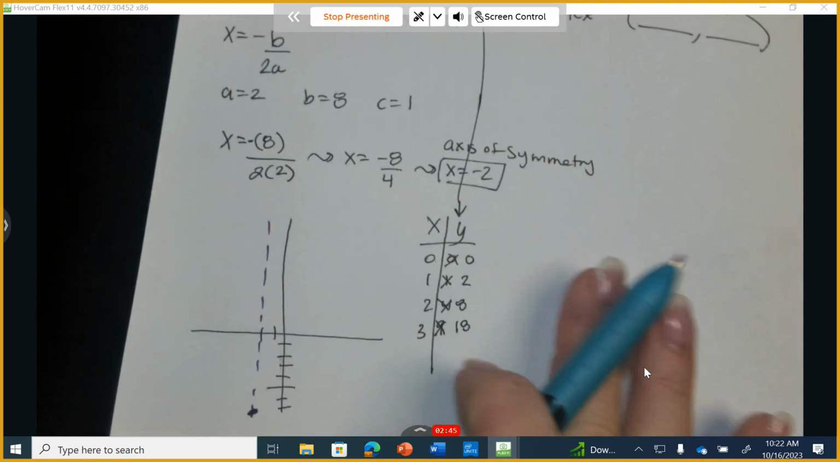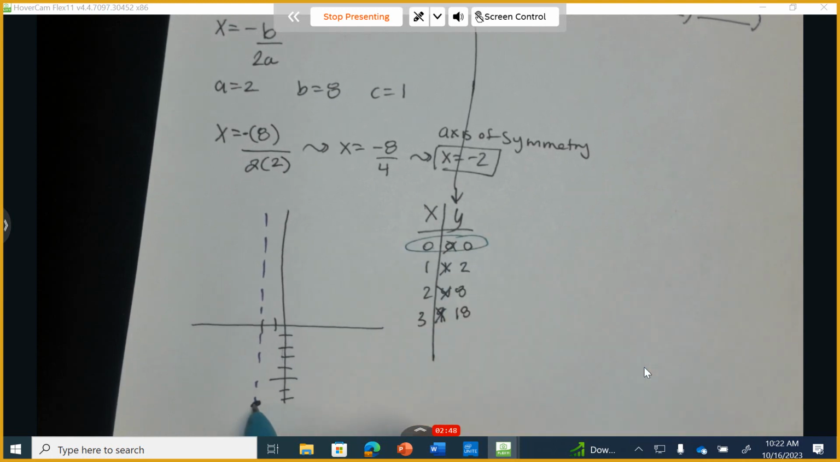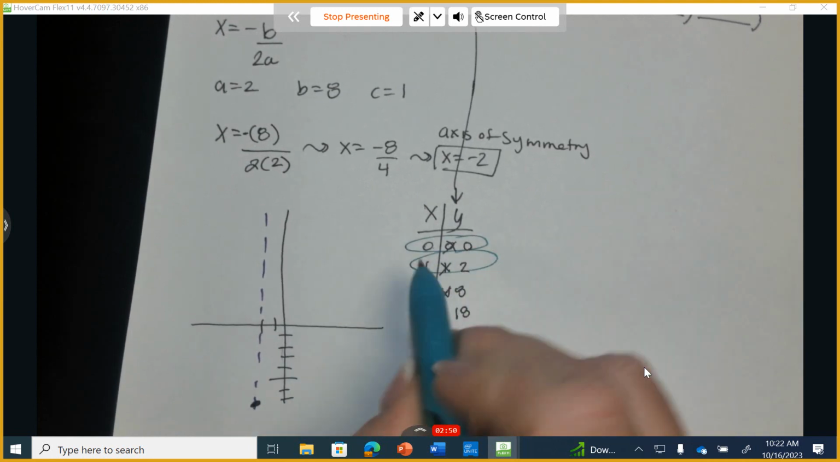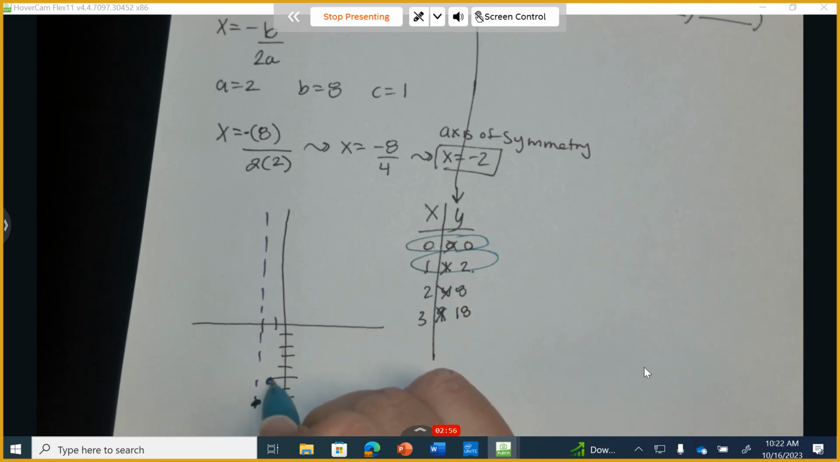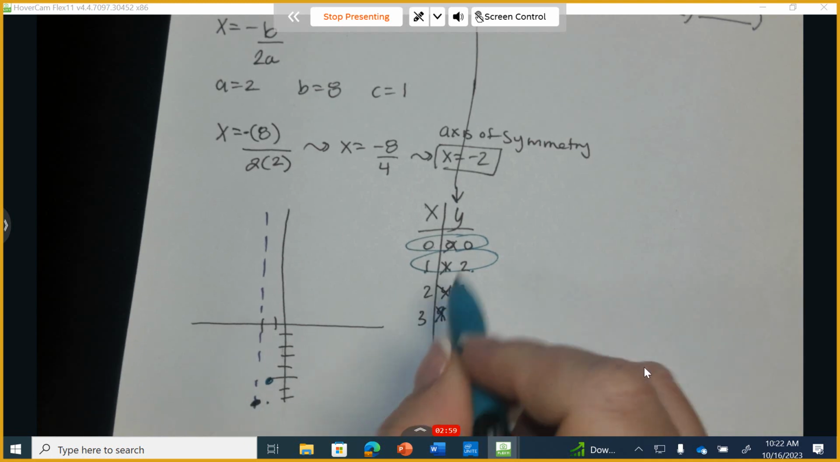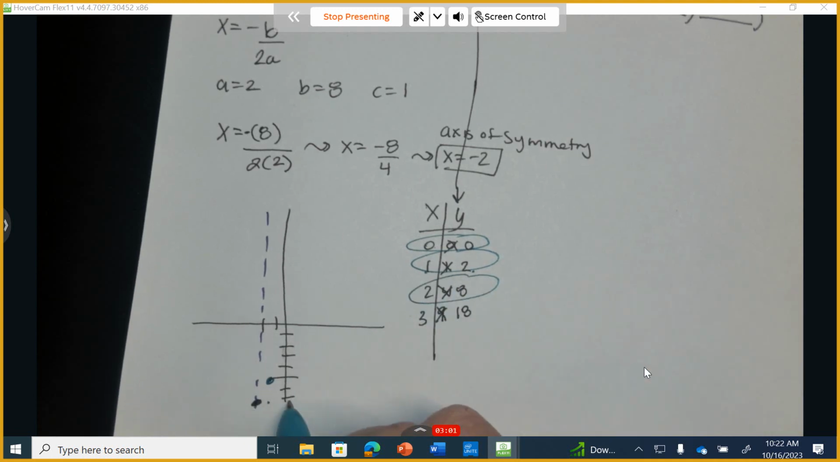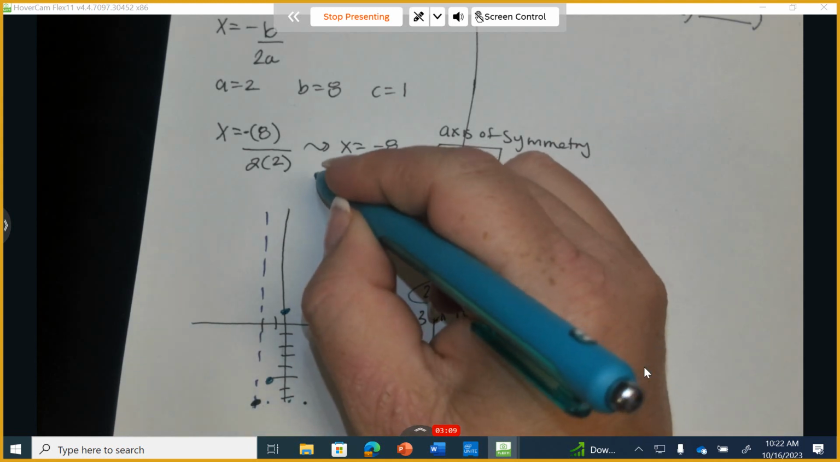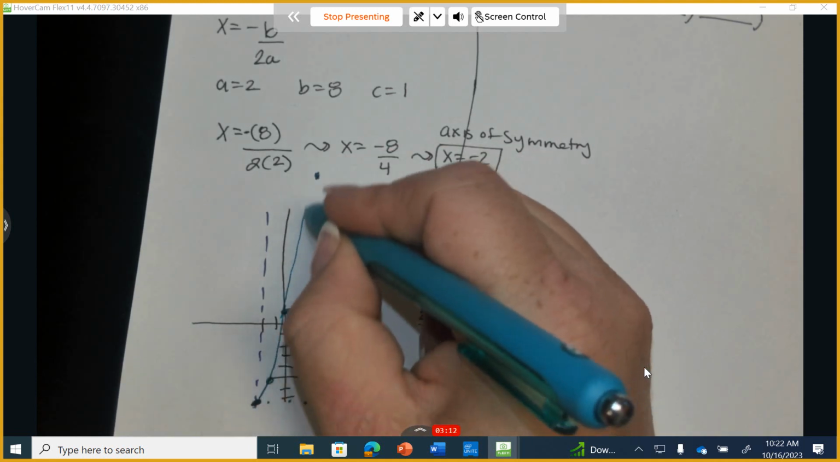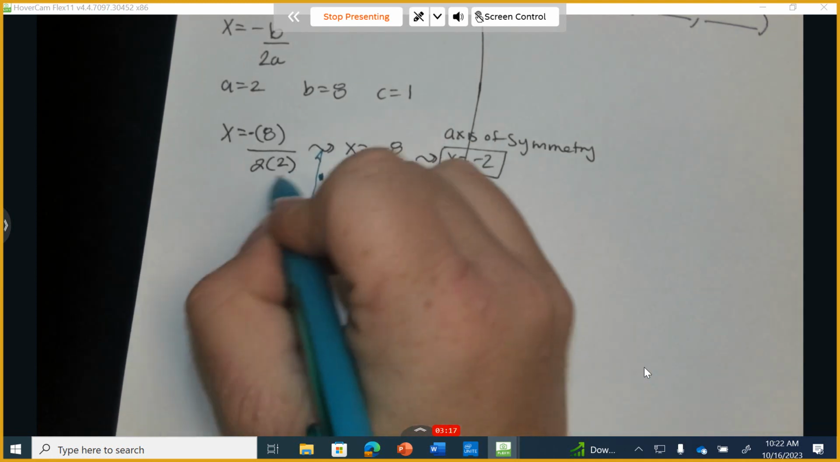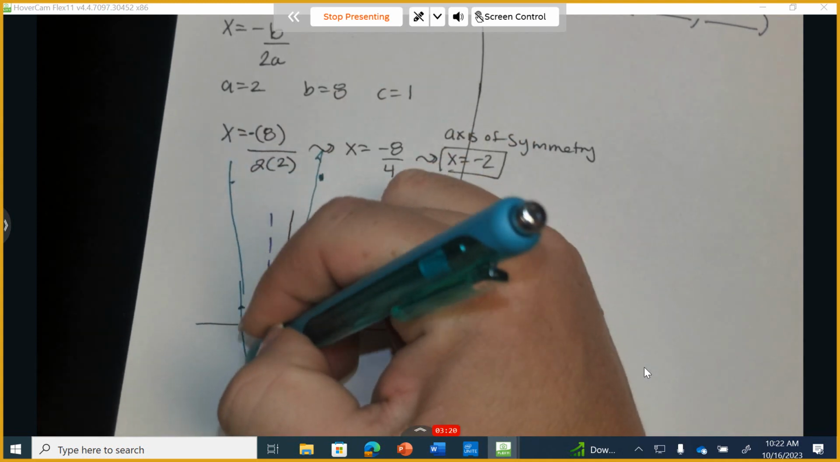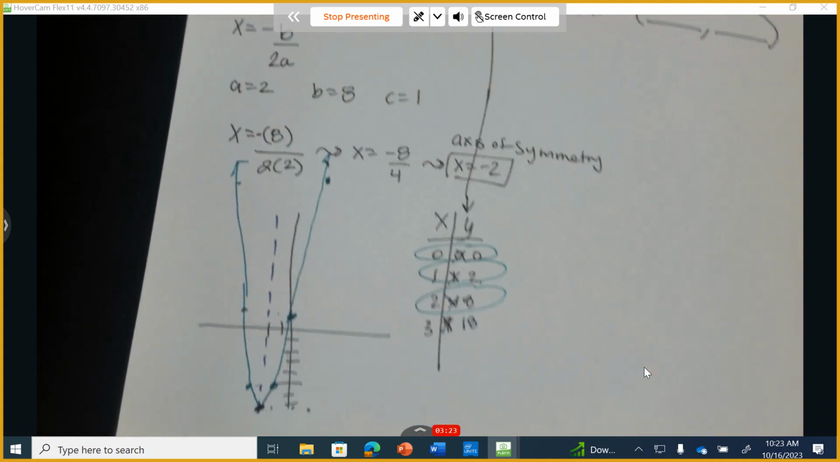Now, I know this is just a rough sketch, so it's a little sloppy, but this can always be considered your 0, 0. And then these are directions. From this point, I'm going to go right 1 and up 2. Right 1 and up 2. I'm going to go back to the original vertex and go right 2, and up 8. Then I'm going to go right 3, and up 18. I'm just approximating there. On the other side, I'll go 1 across, 2 across, 3 across, and now I've constructed a more accurate rough sketch.